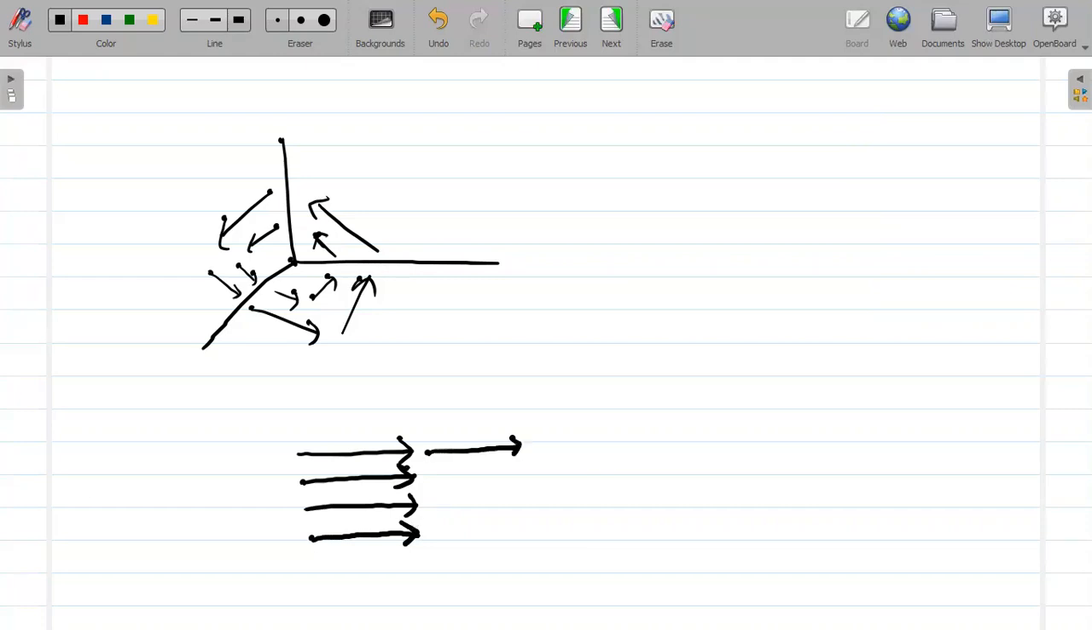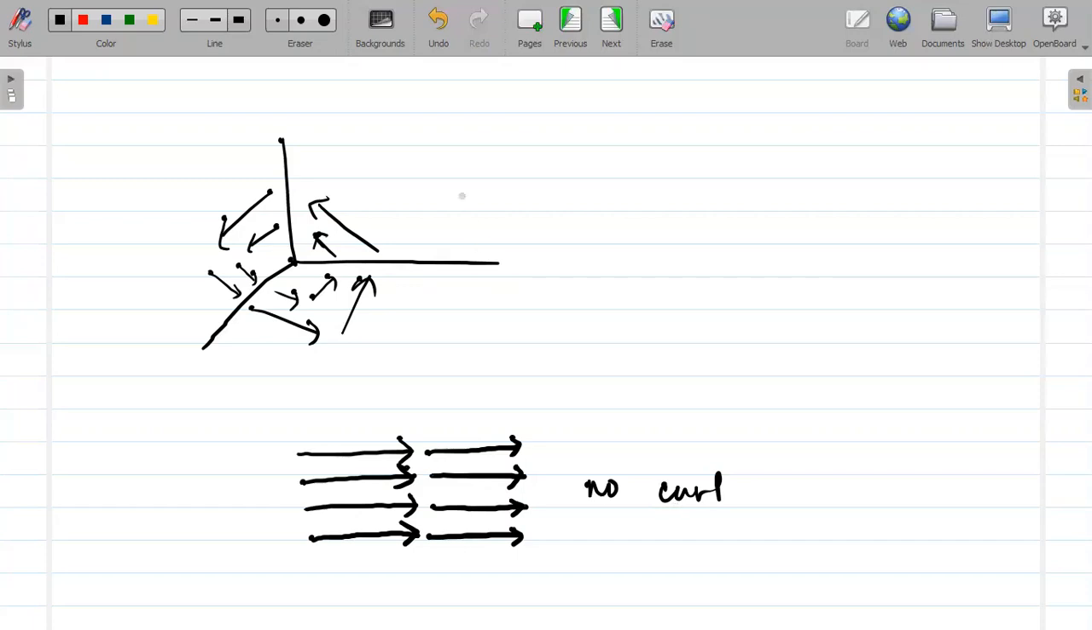Sige, hindi po. Dagdagan ko. Ano? Hindi po. Hindi siya umiikot. So, ito, no curl. So, yun lang, class. Kapag hindi umiikot yung isang vector function, wala siyang curl. Ganun lang siya kasimple.